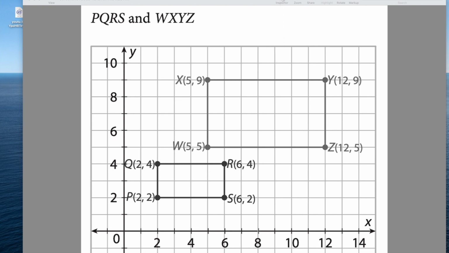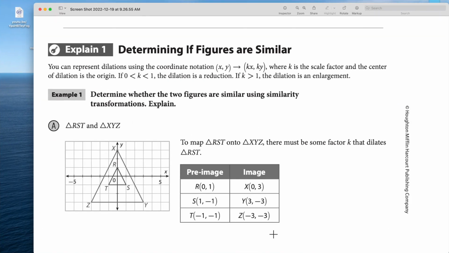These are not similar. Here we are asked to determine if triangles RST and XYZ are similar. One of the criteria for being similar is if you can take an original polygon and map it to an image using a series of transformations. Here, if RST is the original image and XYZ is the final image, clearly there's been a dilation and clearly the scale factor has to be greater than 1.